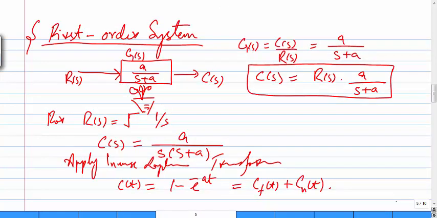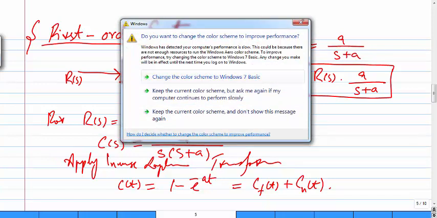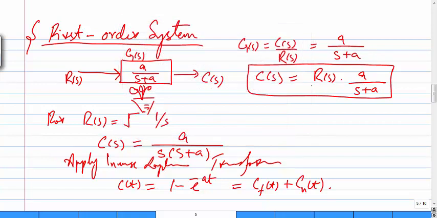Now if we move further and look at the properties of the first order system, we get a very standard form, and we wrote the standard form as A divided by S plus A. So this is the standard transfer function of a first order system. Now we are interested in the response, so we write C of S, that is the output of the system. The output of the system is the input times the transfer function. Note that we cannot proceed further until we decide what the input to the system is.